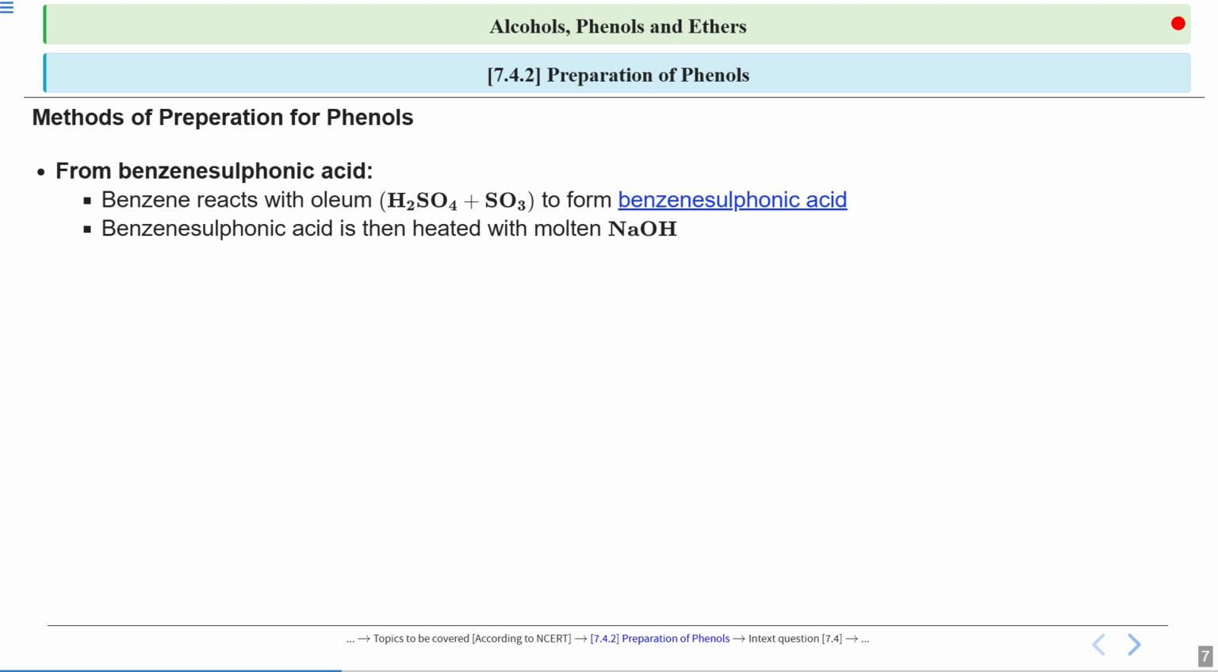So first we get benzene. From that benzene, we get benzene sulfonic acid, and then that benzene sulfonic acid is heated with molten NaOH, and then this mixture is acidified to obtain the phenol. We will treat it under acidic conditions, that is H plus, and then we will obtain the product, that is phenol.